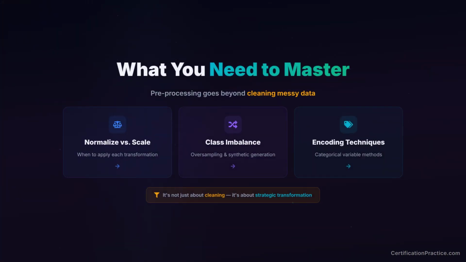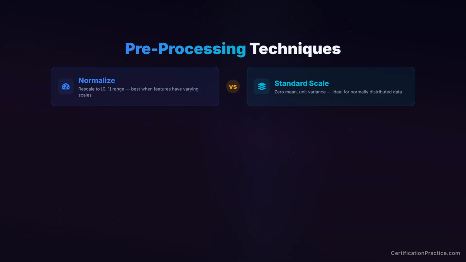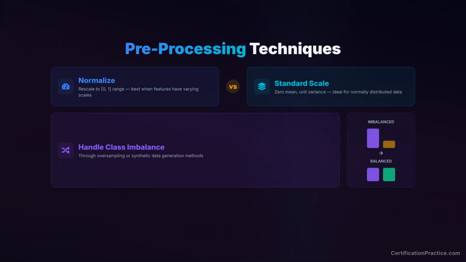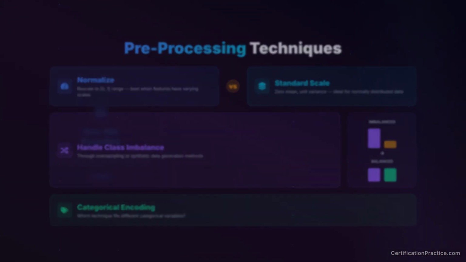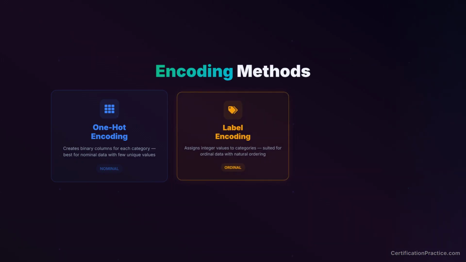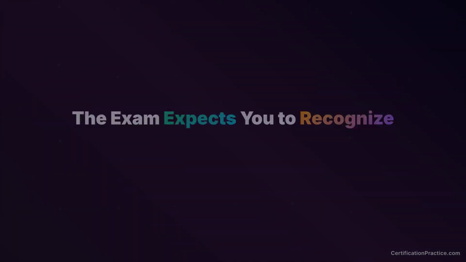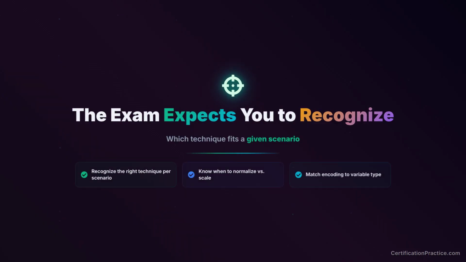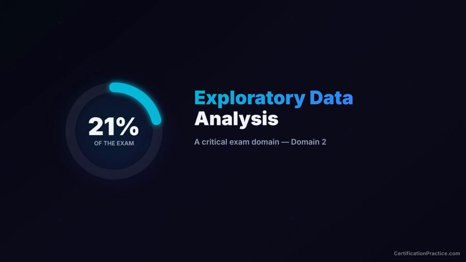First, understand that pre-processing isn't just about cleaning messy data. You need to know when to normalize versus scale, how to handle class imbalance through oversampling or synthetic generation, and which encoding technique fits different categorical variables. One-hot encoding, label encoding, and target encoding each have specific use cases, and the exam expects you to recognize which fits a given scenario. Another critical area is exploratory data analysis, which accounts for 21%.